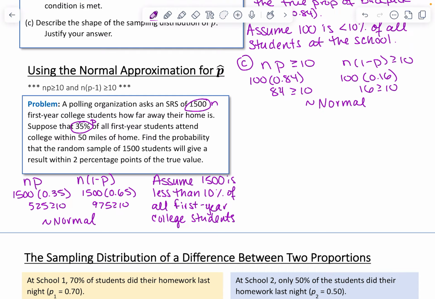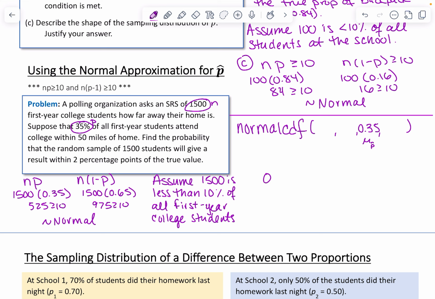Okay, and then now I'm going to go in with normal CDF to actually solve the problem. All right, so normal CDF. Now I need the mean. The mean is easy enough. It's just going to be p, so it's just going to be 0.35.